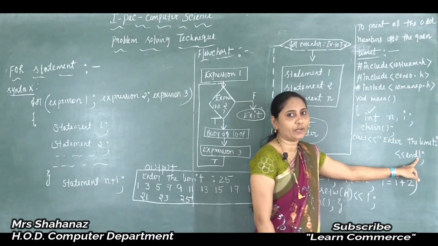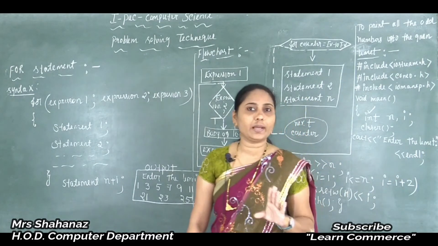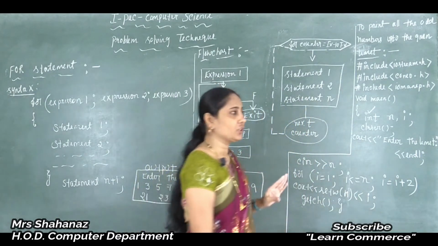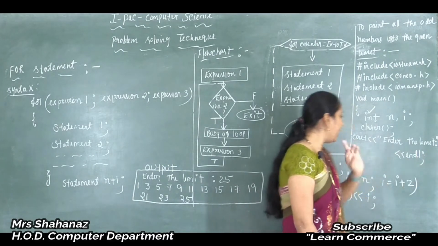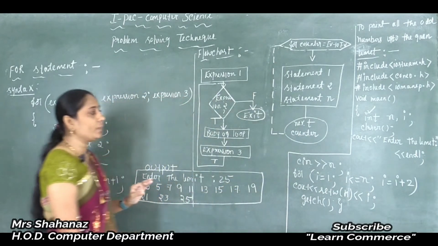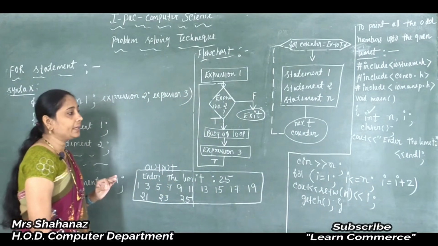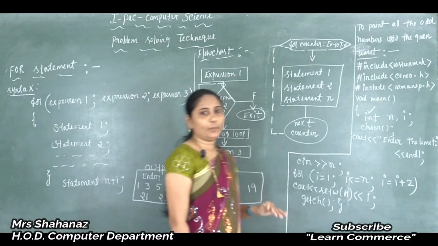For endl we have already written the header file. Which header file? It is the iomanip.h. Okay, so endl and the semicolon. So clear this one. Okay, now after displaying one message by using the enter the limit here, now I want to input the value. Correct?